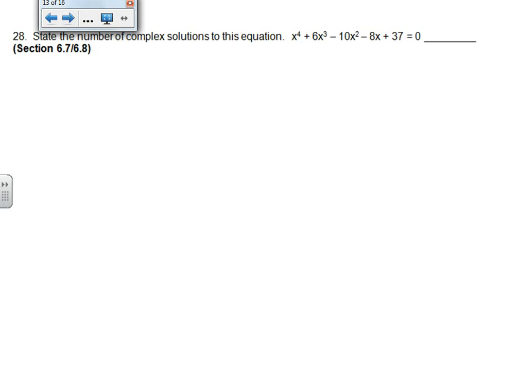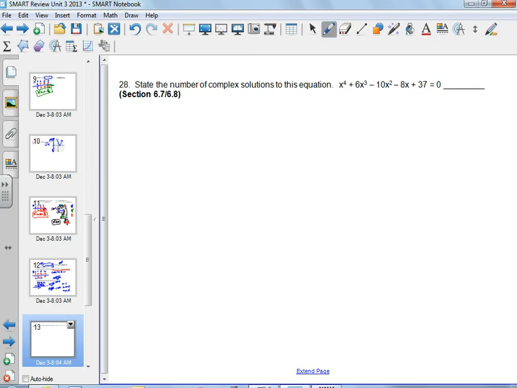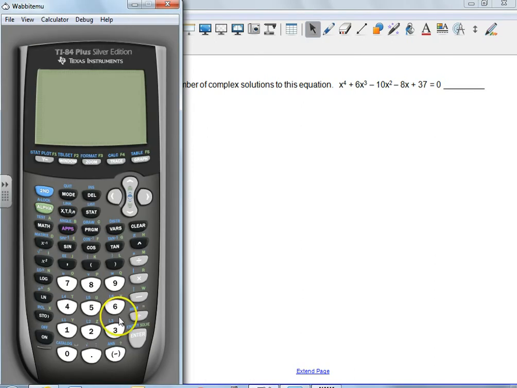Okay, 28. State the number of complex solutions. Remember in the last example, we were able to graph the function and see that there was one place where it crossed the x-axis very clearly, which meant that any other solutions we had would have to be complex or imaginary, and that's what we saw in that last example. So let's go ahead and type this one in and take a look.